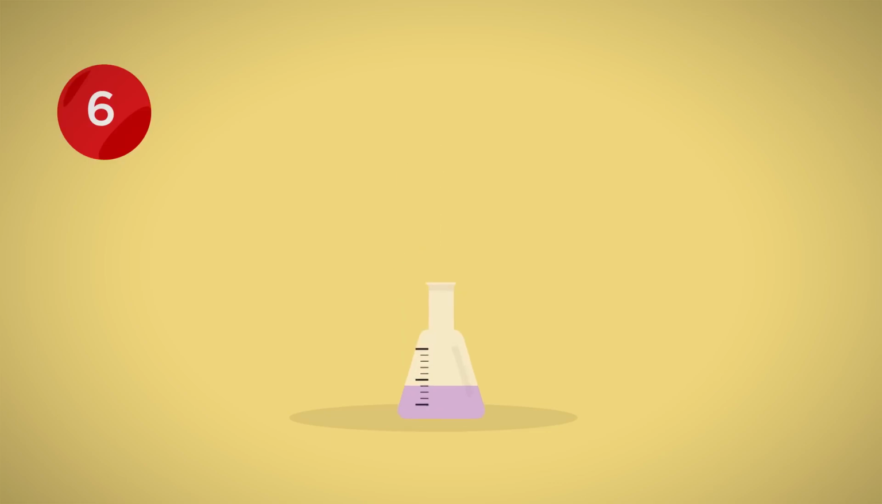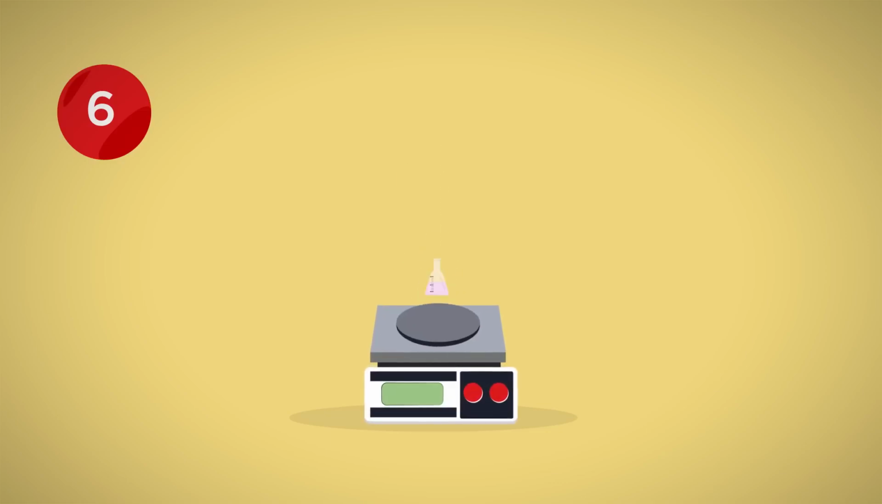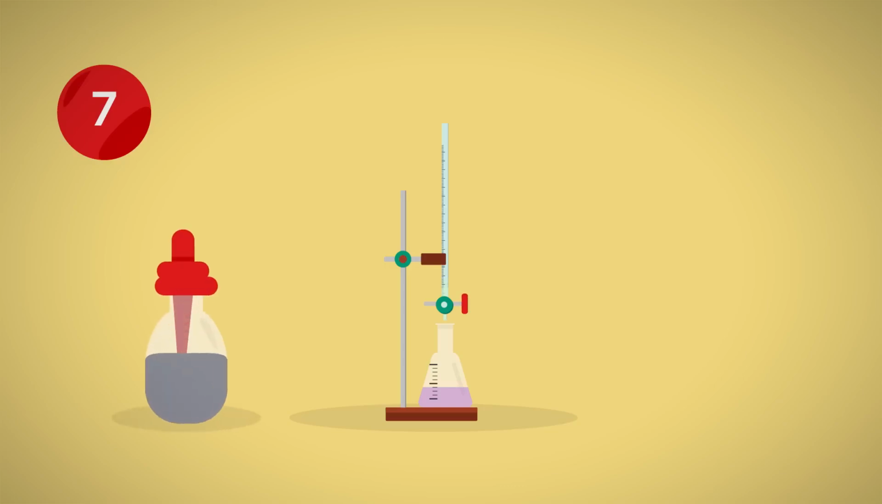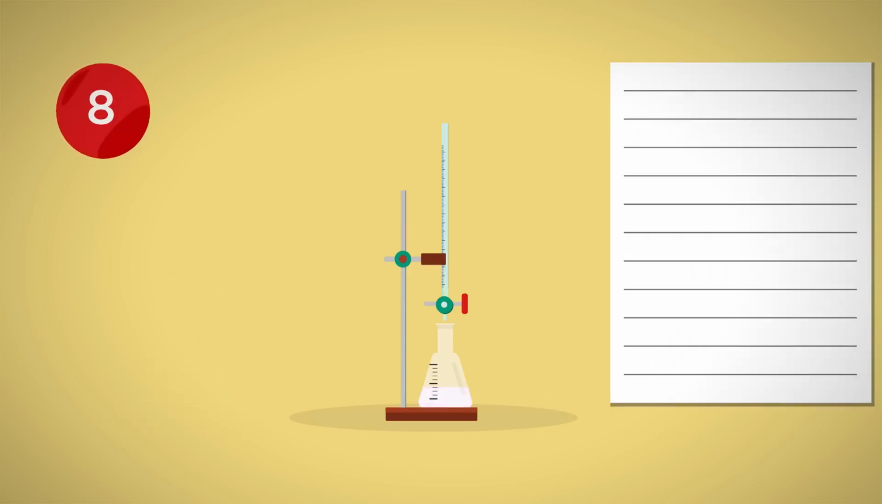6. You may need to swirl the flask to mix, or use a stir plate. 7. Stop adding when the reaction is complete. The end point is reached. This is where an indicator may help because there would be an appropriate color change. 8. Record the final volume.